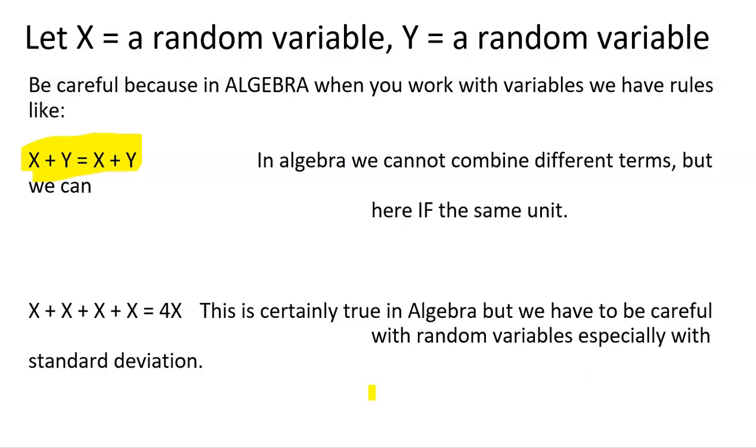All right, then we also have this idea of repeating the same random variable. So again, random variable x plus x plus x plus x. Now in algebra, that's 4x, not x to the fourth, people, right? x plus x plus x plus x is 4 times x. So this is certainly true in algebra, but we do have to be a little bit careful with how we do that, especially when we're working with standard deviation. And by the end of this video, you're going to know exactly what I'm talking about. So without further ado, let's dive into some examples where we are combining random variables.